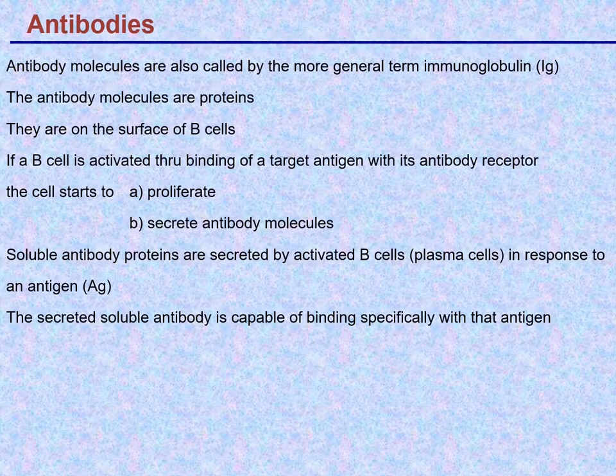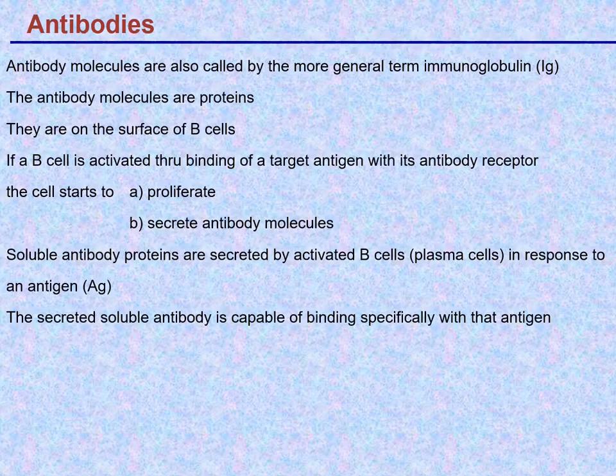Antibody molecules, I remind you, are found on the surface of B cells. Each unique clone, or each individual unique B cell that gets produced, has a unique type of antibody molecule on its surface. It'll be specific for one particular foreign target antigen. When I say specific, it means it's able to bind it specifically.